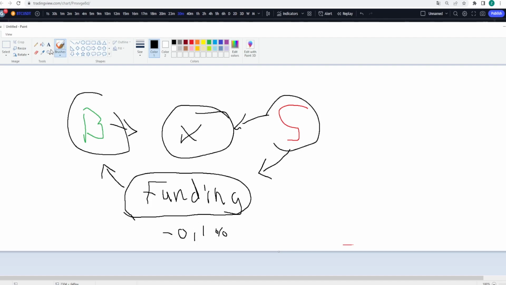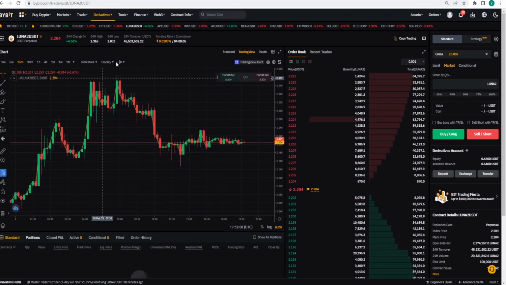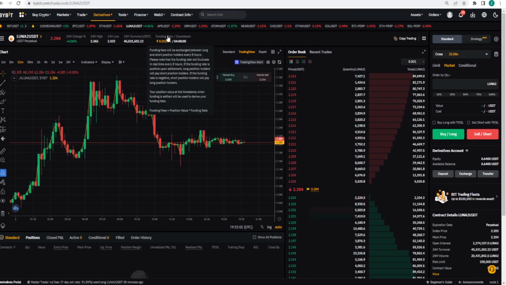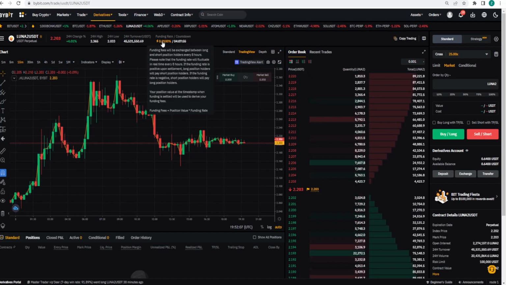If it goes back to positive, that means the people with the long exposure have to start paying the people with the short exposure. There is always a funding, and sometimes it's super low, like 0.001 or something, but there's always a funding around, and that's basically the main difference when we look at the exchange. You can see the funding right here. This is the default funding. So on most assets, it costs you money to take long exposure, and you get money to short.